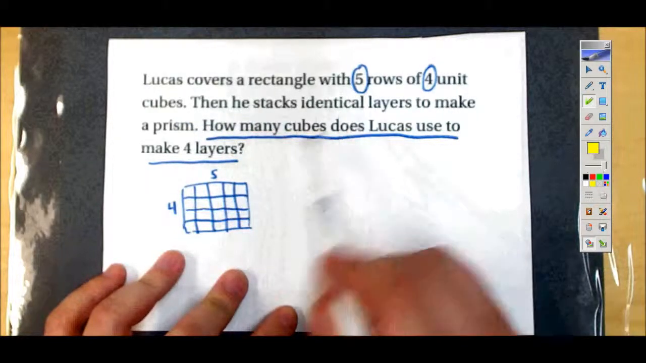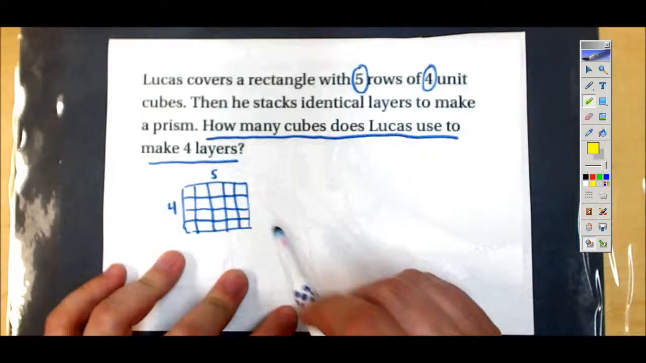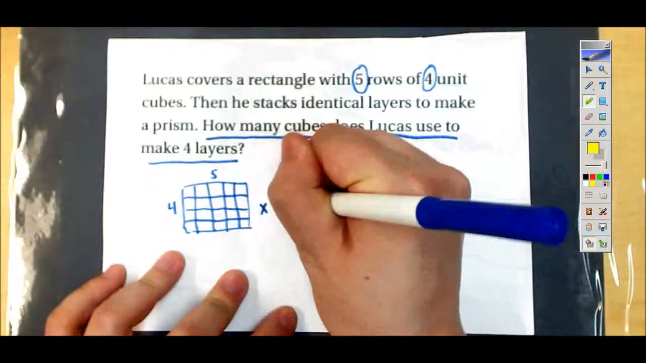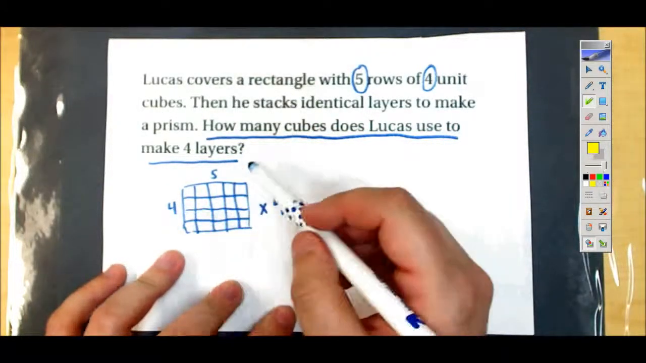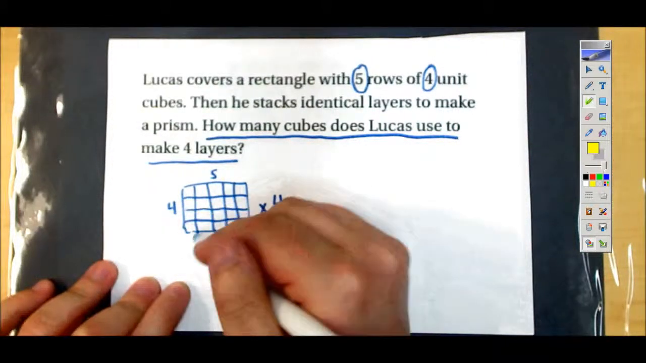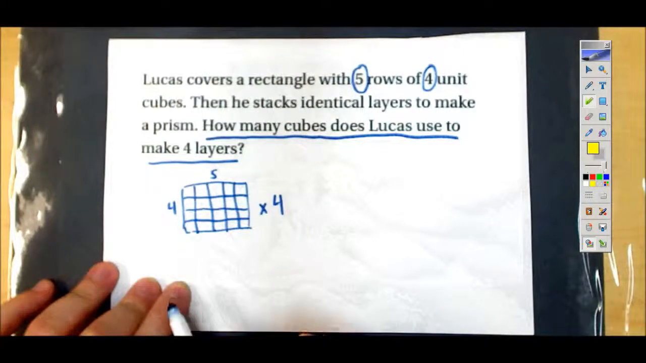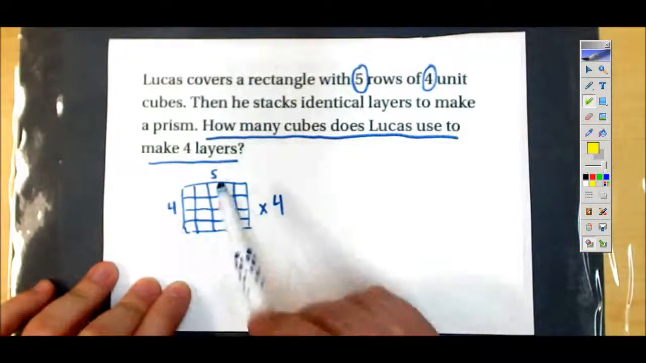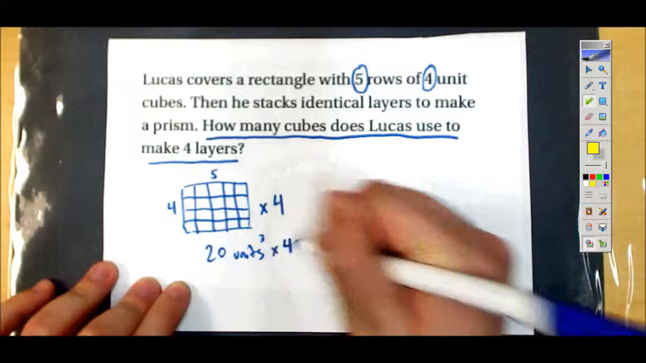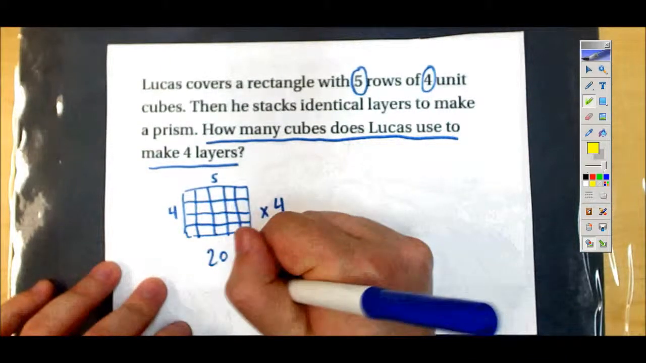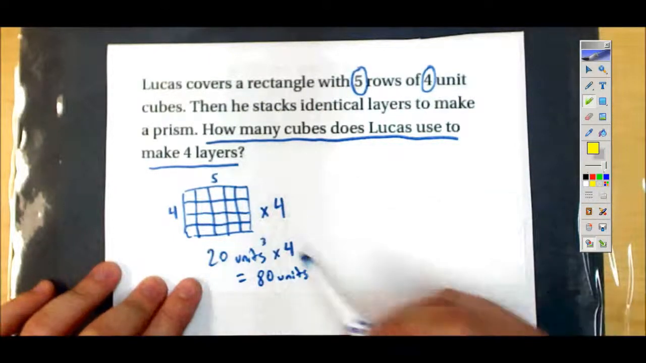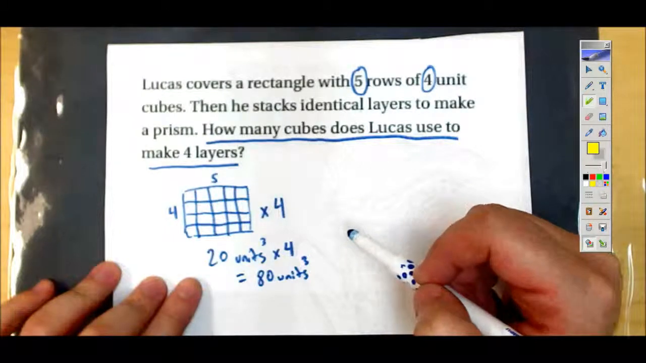Then he stacks identical layers to make a prism, and he has 4 layers. So if we stacked these cubes together and made 4 layers, the area of this bottom part would be 4 times 5, or you can think of it as volume because this is 1 unit high. So it'd be 1 times 4 times 5. It'd be 20 units cubed, times 4, because we have 4 of these layers, and 20 times 4 would be 80 units cubed.